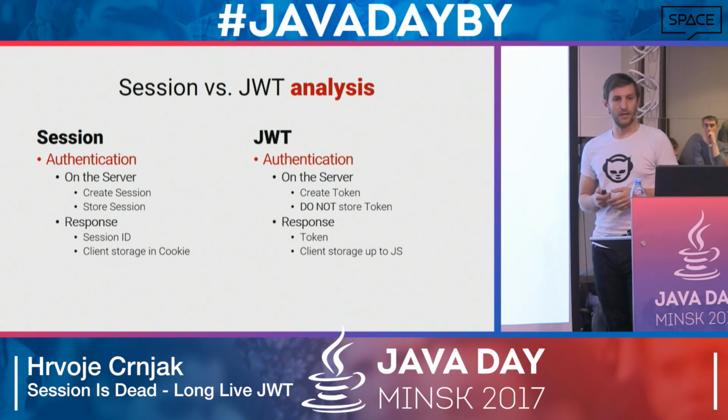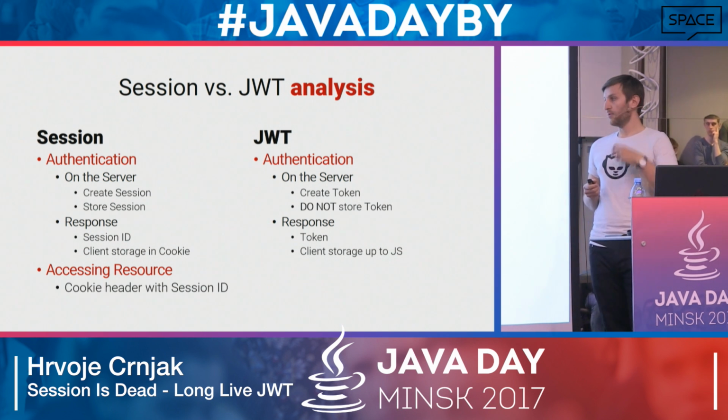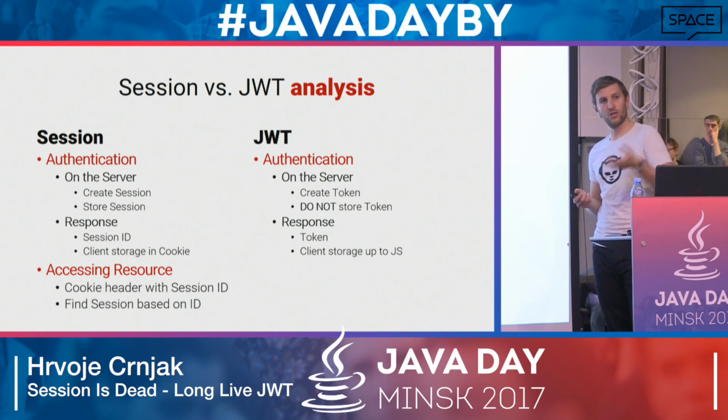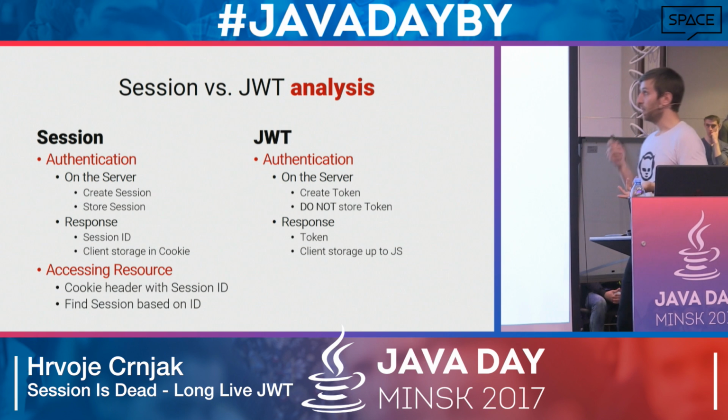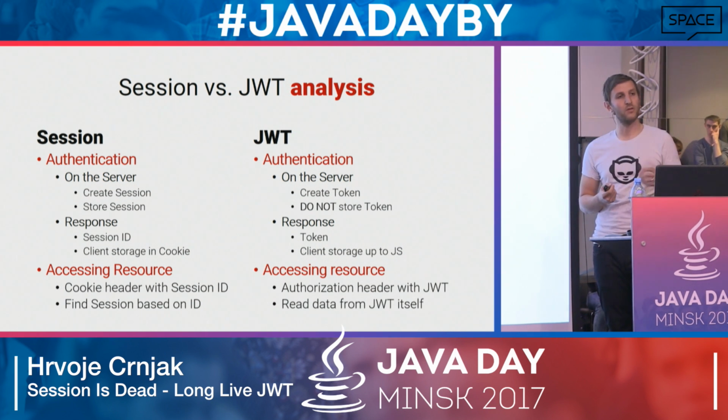Okay, so how did we handle accessing resources? Well, with sessions, the client had to send a cookie header containing the session ID, and then a stored session was found based on this session ID. On the other hand, with JWT, a client had to send an authorization header containing our token, and then the user information was read directly from the token itself. Okay, so again, no user information was stored on the server side.